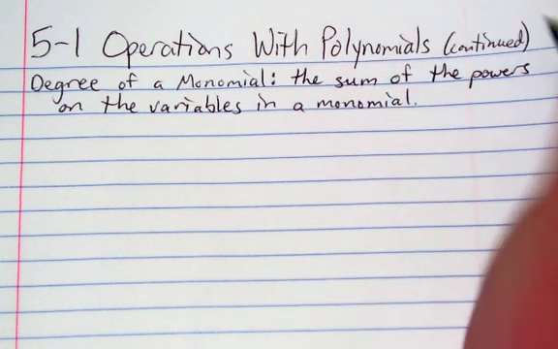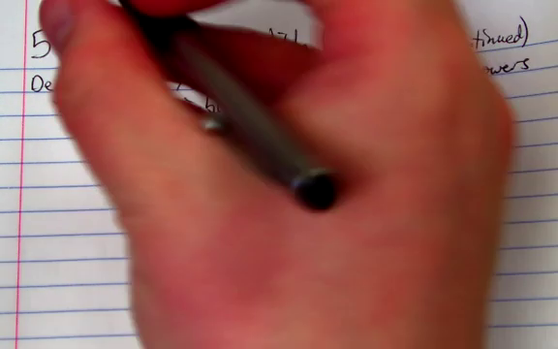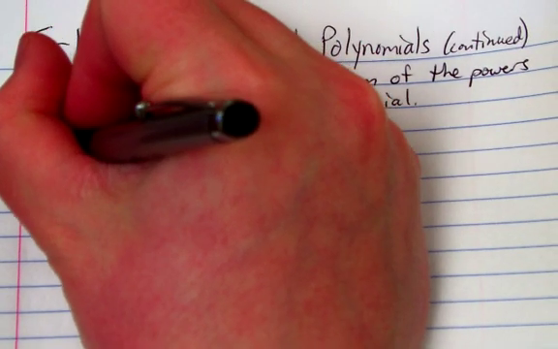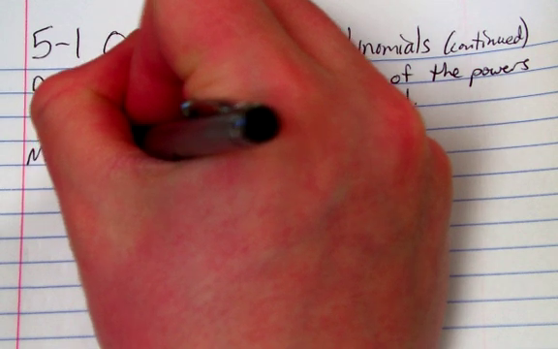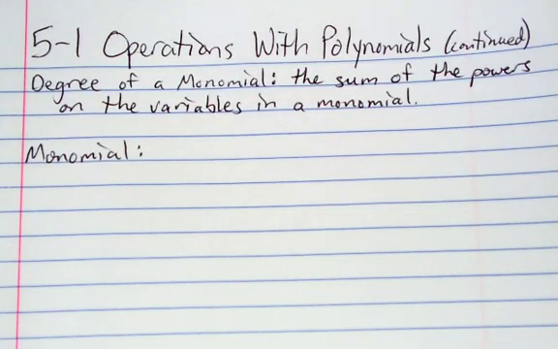A quick reminder about monomials. A monomial is a number, a variable, or the product of numbers and variables where there are no negative or fraction exponents. The exponents must be positive and they must be integers. I'm going to go ahead and write that down here as a stricter definition of what a monomial is. We had a rather loose definition before.